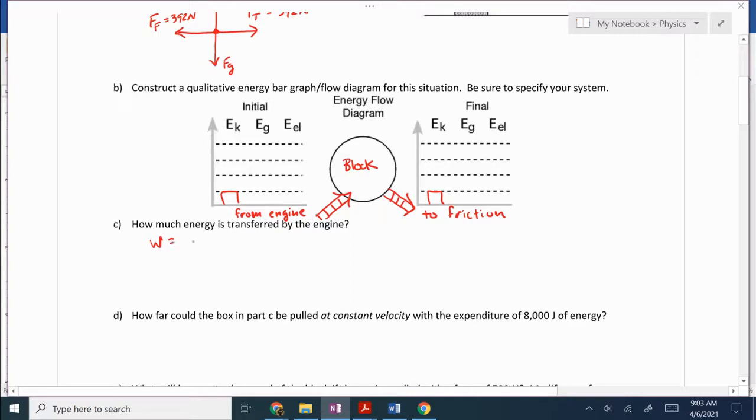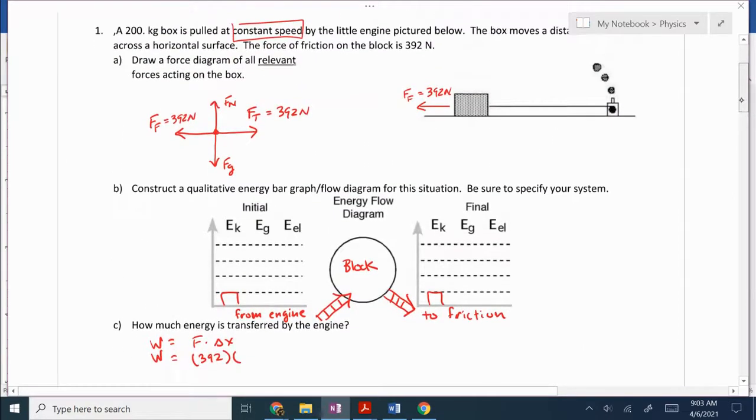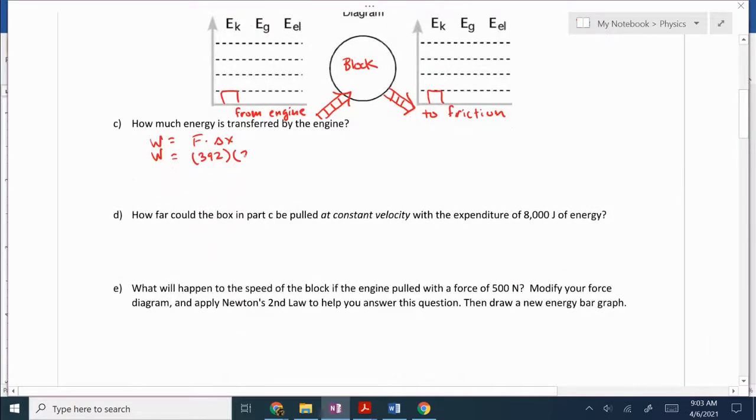So we call that work. Work is equal to force times distance. And so the force is 392, right? Yep, 392, times the distance we pull it, 2.5 meters. And so that would be 980 newtons.